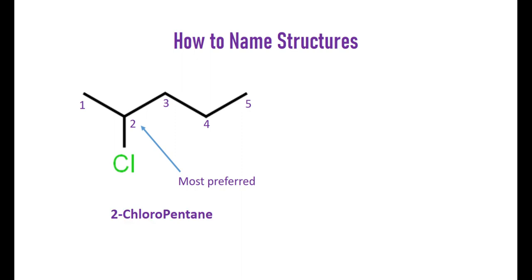So this compound is named 2-chloropentane. The longest chain takes the parent name, which is pentane, and the attachments are placed before it with the number of the carbon where they are found. 2 in this case means the chlorine is found on carbon number 2.